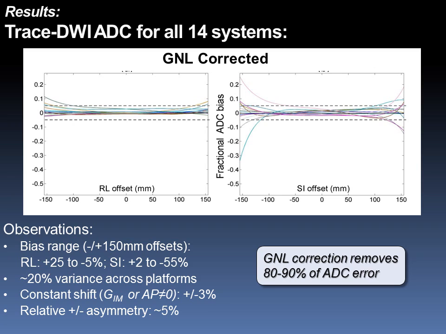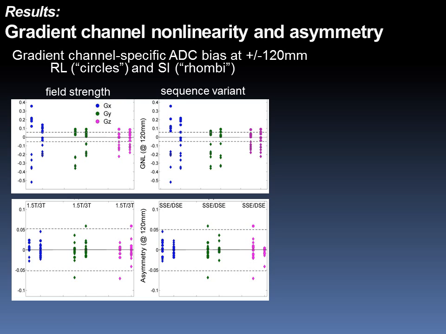In fact, GNL correction by itself removed more than 80% of total ADC bias error for all systems. For offsets greater than 5 cm, the observed bias resulted in an average 20% variability across platforms. The minor errors due to constant shift and relative skew of the ADC traces, as well as fit uncertainty within ROI, were below 5%.